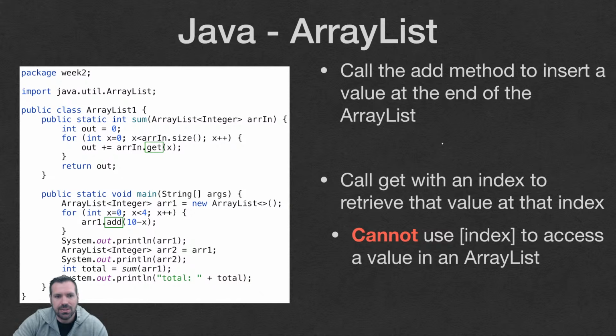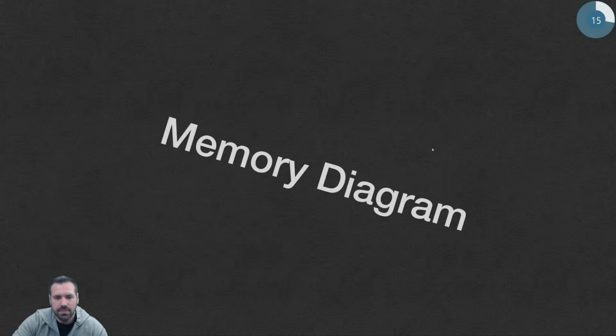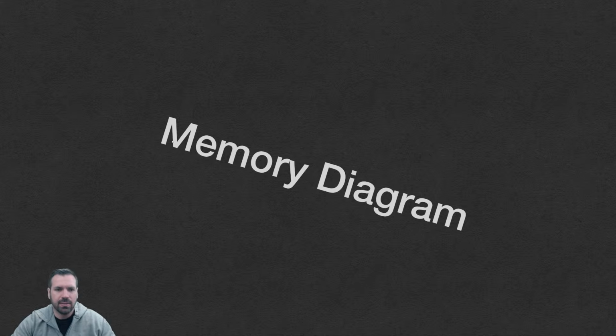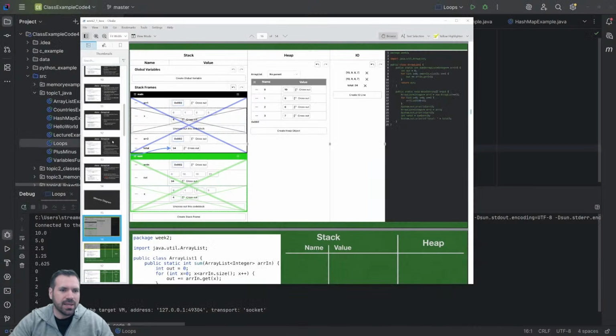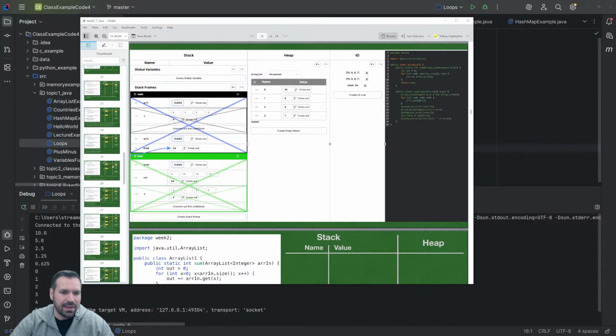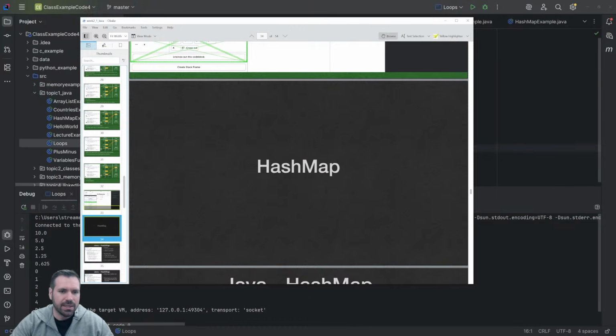Okay, that's array lists. Let's go to the memory diagram. Sometimes I like to go through all the slides and then hit the memory diagrams. Let's do them one at a time today before we talk about hash maps.